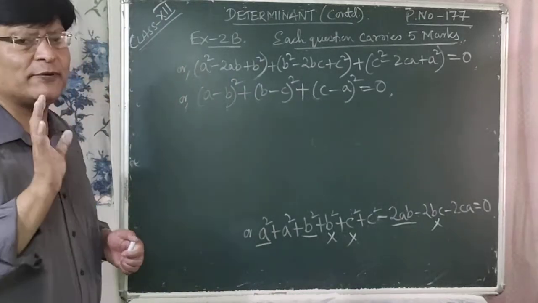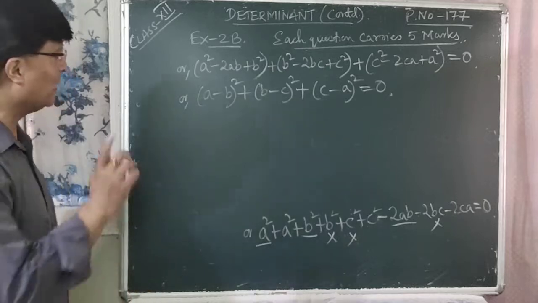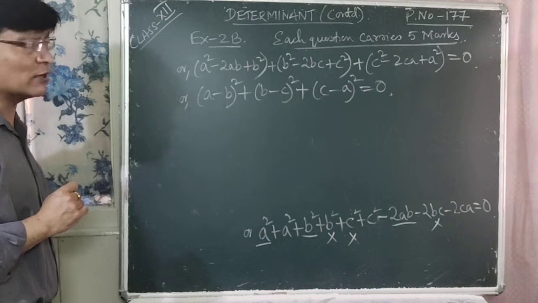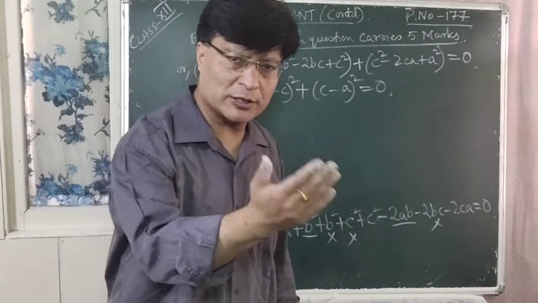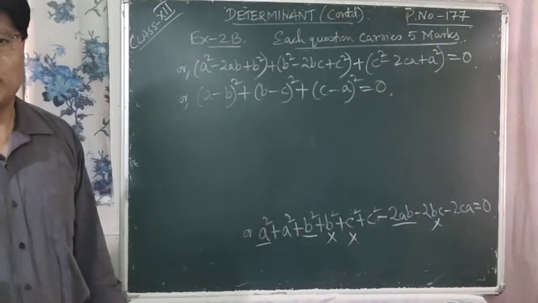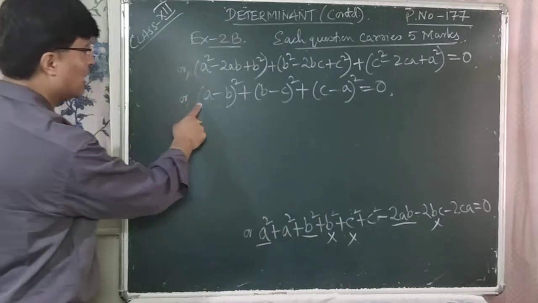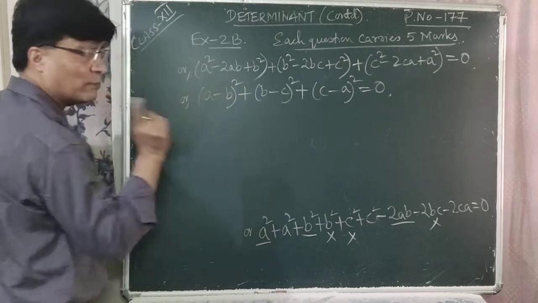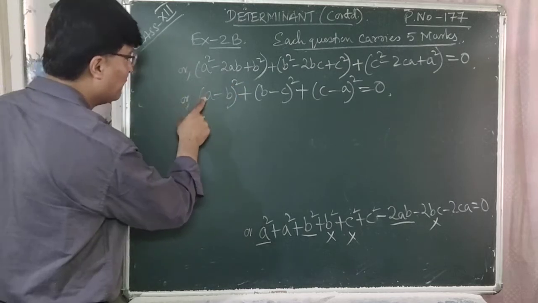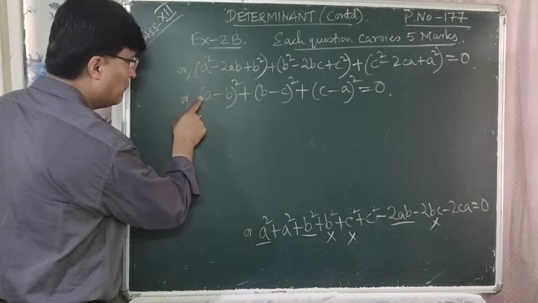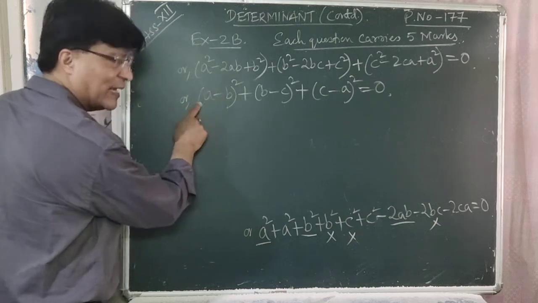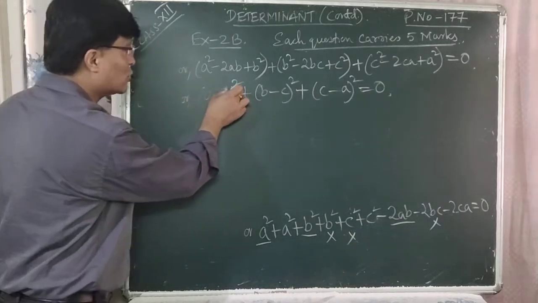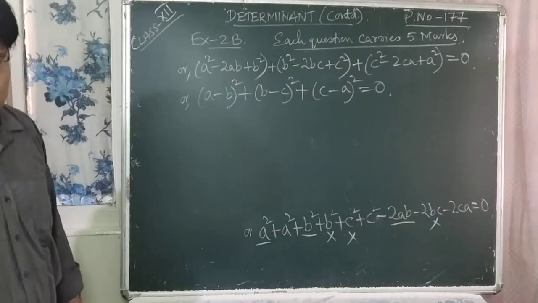Whatever may be the values of a, b and c, (a minus b) whole square is always a positive quantity, because plus whole square is positive, and minus whole square is also positive. Suppose a is greater than b, then a minus b is positive, and positive whole square is positive. Also, if a is less than b, then a minus b is negative. What is negative whole square? It is positive. So (a minus b) whole square is always a positive quantity.